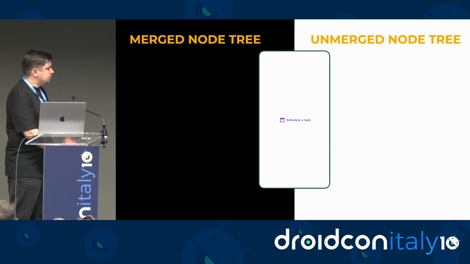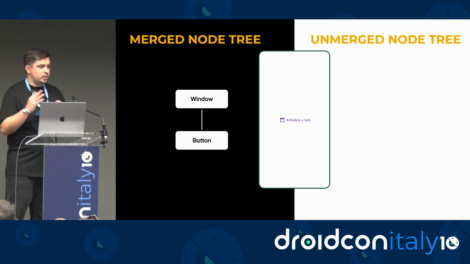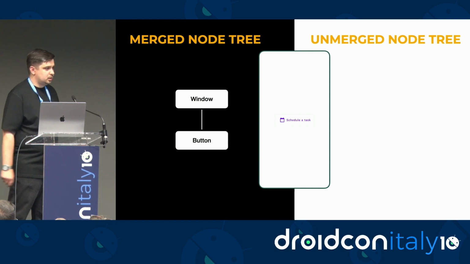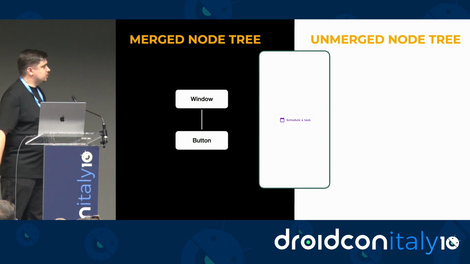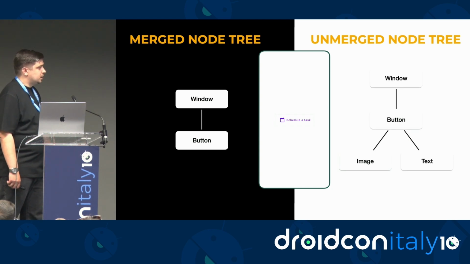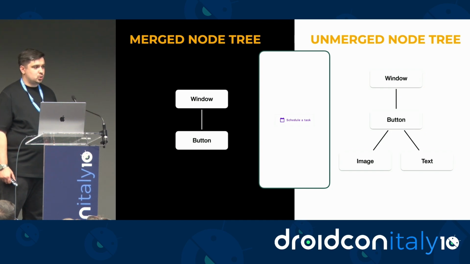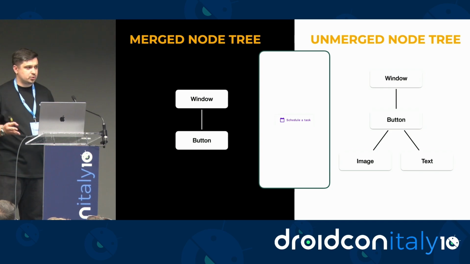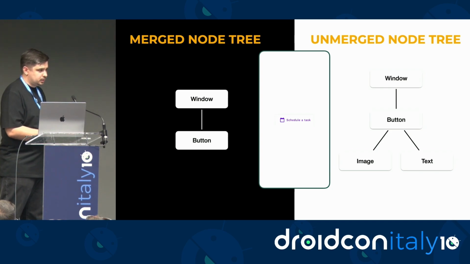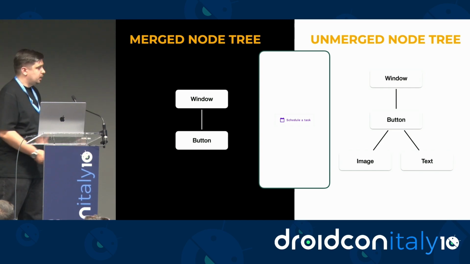And if we use the merged node tree, we will see that we have only our window plus our button. This is all that we can see in our merged node tree. But if we use the unmerged node tree, we will see that inside the button we have an image and text. Because as we created this with Jetpack Compose, we know that we created an image plus text, wrapped it with a row, and put it inside the button. And it's really important to know which type of node tree you want to use.